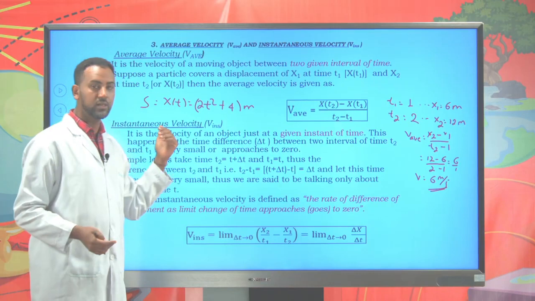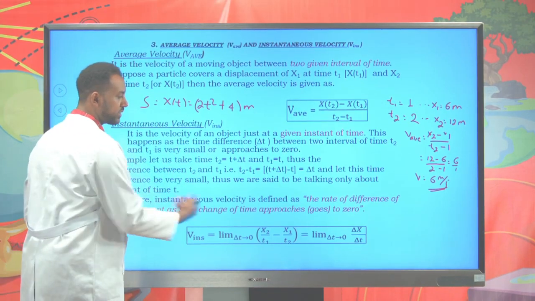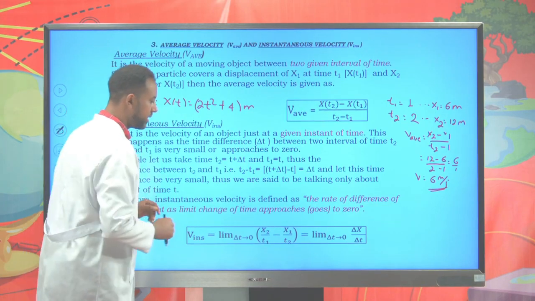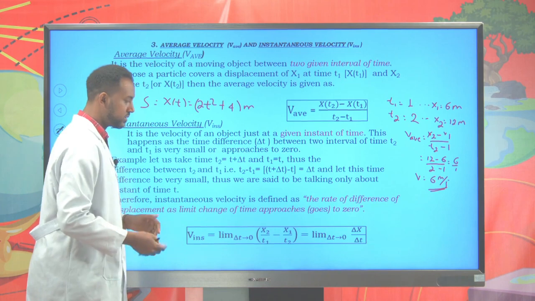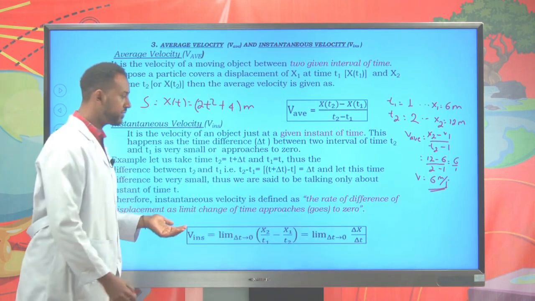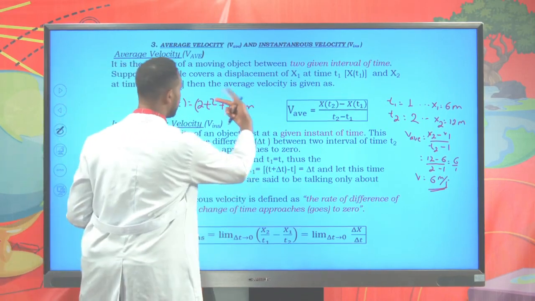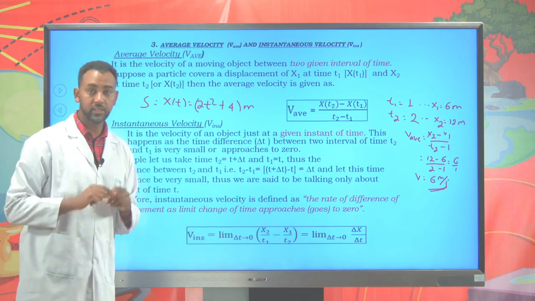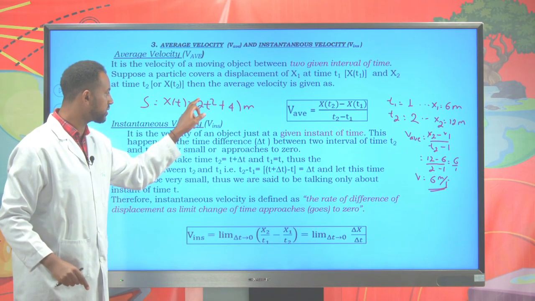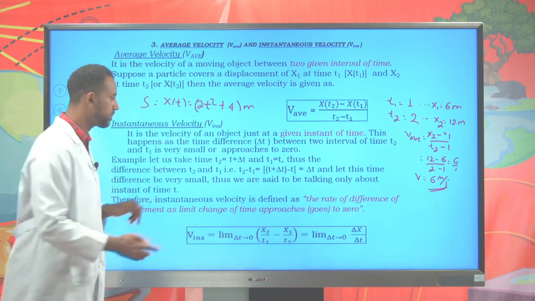To find the instantaneous velocity, we have to use a mathematical approach known as limit or derivative. Actually, you have learned this in your mathematics lesson. So it's possible to use the derivative techniques or the limit techniques to derive these functions and find the instantaneous velocity. How do we derive? It's a mathematical approach. We have to use the derivative.